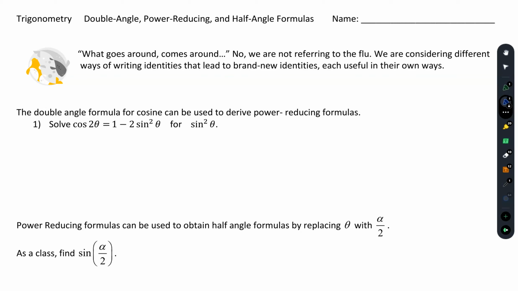So we've talked about the double angle identity, and now we can take the double angle identity to look at the power reducing formulas. So that's what I want you to take for a second. Take a minute and do this first problem for me. It says the double angle formula for cosine can be used to derive the power reducing formulas. So here I want to take cosine of my double angle is equal to 1 minus 2 sine squared of theta. I want to solve this for sine squared of theta. So take a second and do that for me.